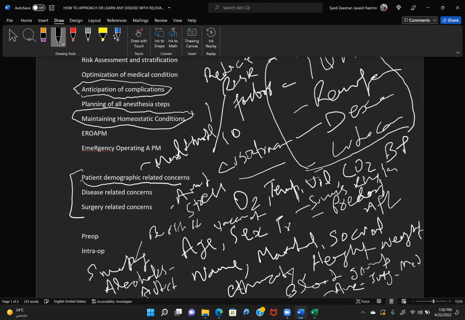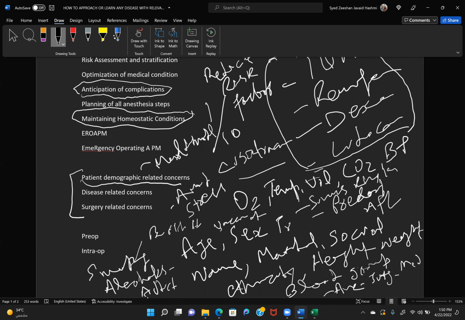So actually, you will not say these words again and again. You will just say that I will be focusing on the patient demographics, and if anything related to the patient is significant, I will be looking into it. This should just be in your mind. In table viva, you don't need to tell it. Yes, in long case, yes.